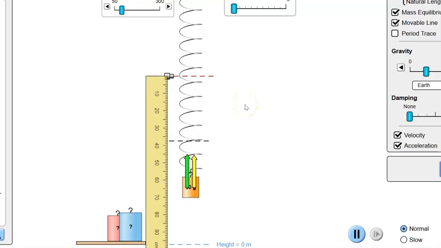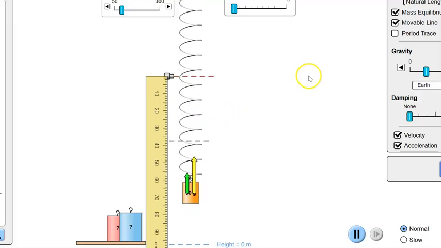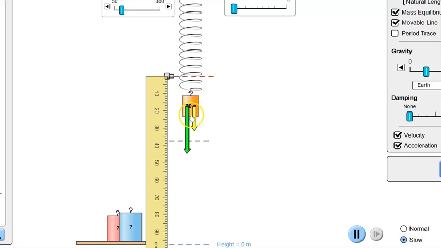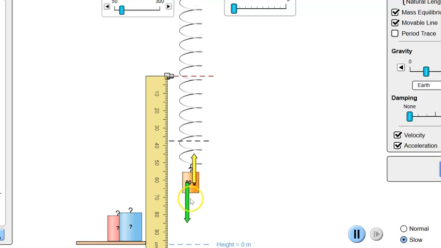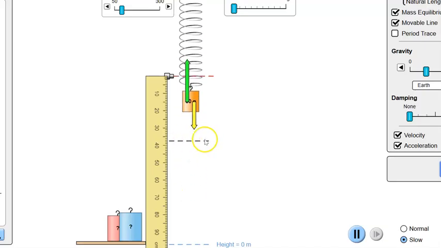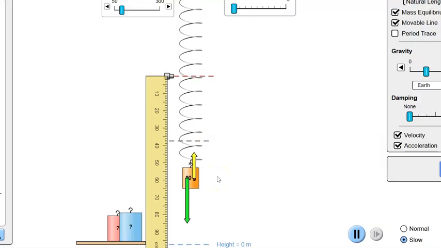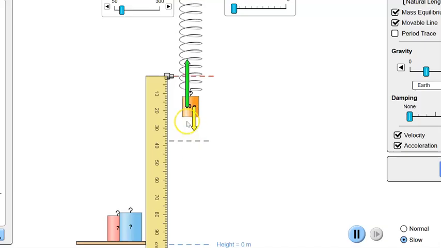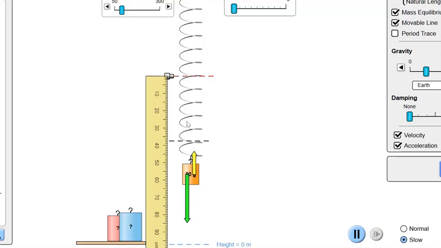It is going to bob up and down, up and down. You can see the green line, I'm turning this slow, is the velocity, and you should note that it is 0 at the turnaround and maximum when it passes equilibrium. 0 at the turnaround, maximum passing through equilibrium. The green line is the velocity vector, also representing the kinetic energy, I mean, the velocity squared.